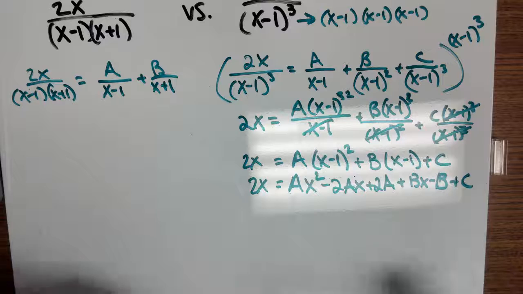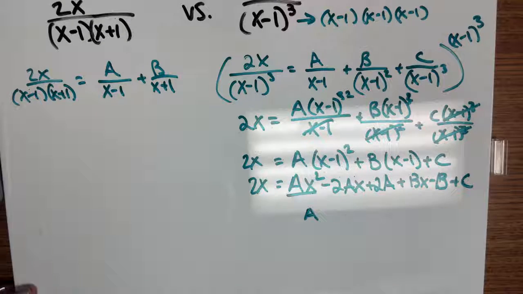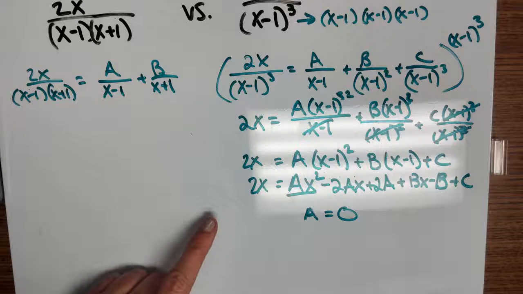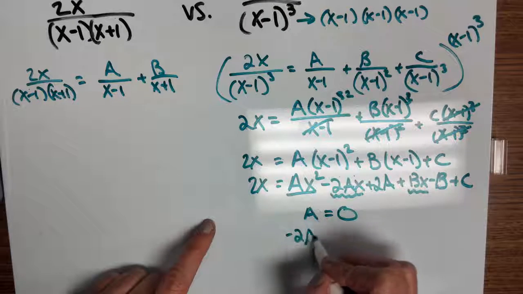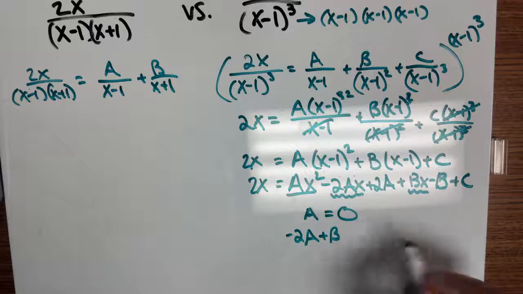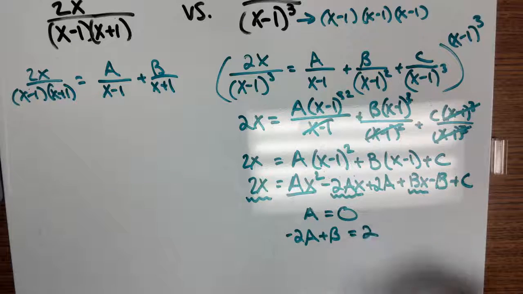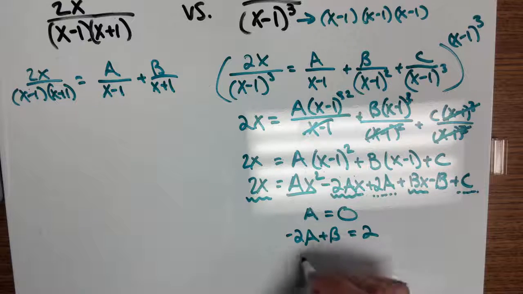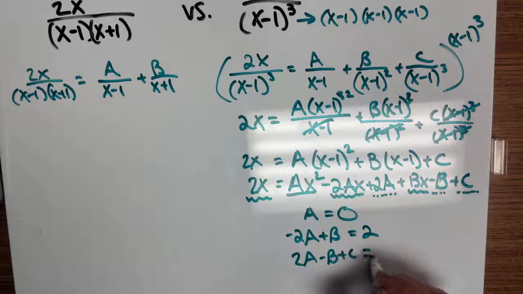Remember, from here is where we create our system. So we look at all of our x squareds. Well, we have an a x squared, and then we look for our x squareds on the left. There's none. So we know a has to be 0. Then I go down, we look for all of our x's. So we've got negative 2a plus 1b. There's no c's. And that has to equal my x's on the left, so that's got to equal 2. Then I'm going to take my constants. So we've got 2a, whoops, I forgot one, minus b plus c. That has to equal the constants on the left, which was none.